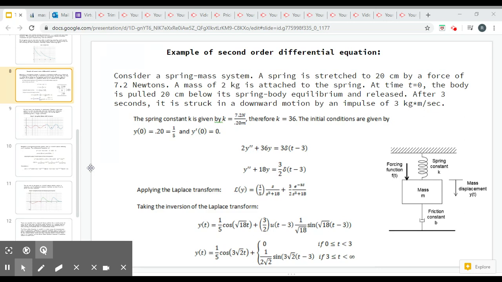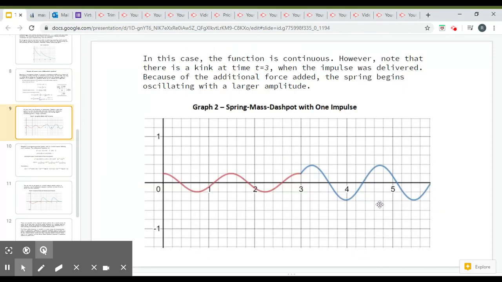I can show you here what that looks like. In this case, the function is continuous. However, note that there is a kink at time t equals 3 when the impulse was delivered. Because of the additional force added, the spring begins oscillating with a larger amplitude.